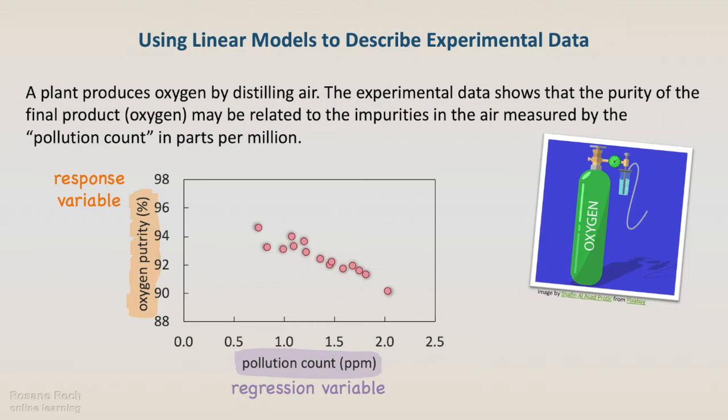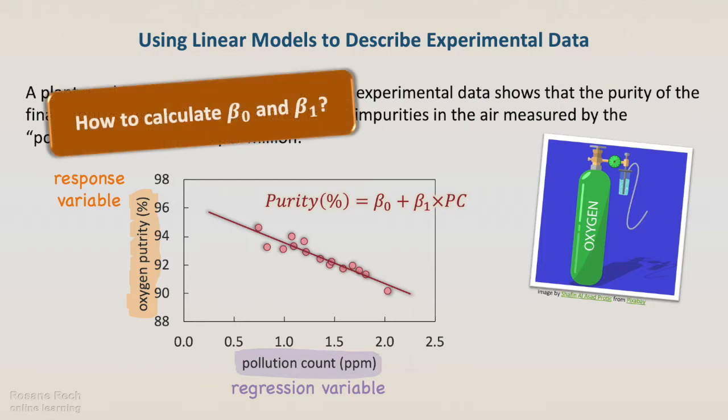Clearly, the oxygen purity increases as the pollution count decreases. And it seems that we could fit the data by a linear model as purity equal to beta 0 plus beta 1 times pollution count. But how do we calculate the regression coefficients beta 0 and beta 1? And how do we evaluate the model?